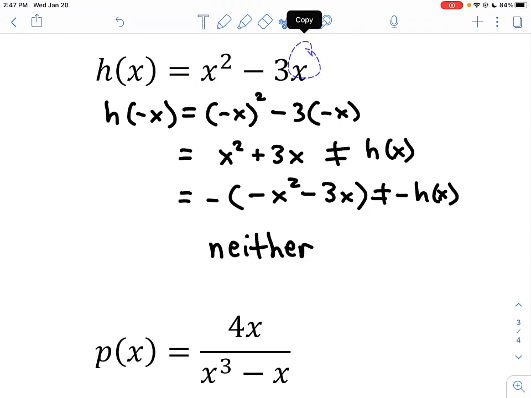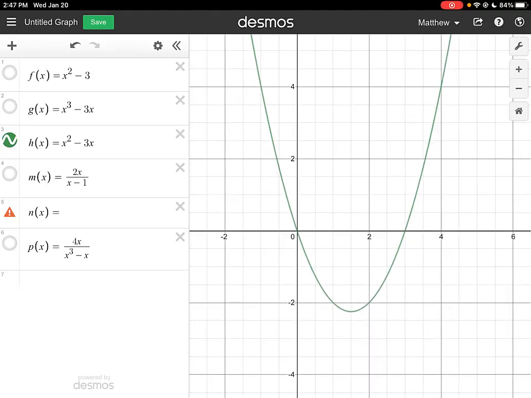And again, the fact that it had a mixture of parities of powers, one power was even, the other one was odd, because it had a mixture, this is a neither situation. Here's the graph of h. The green one is not symmetric across the y-axis. It is symmetric around a different line, but it's not symmetric about the y-axis.